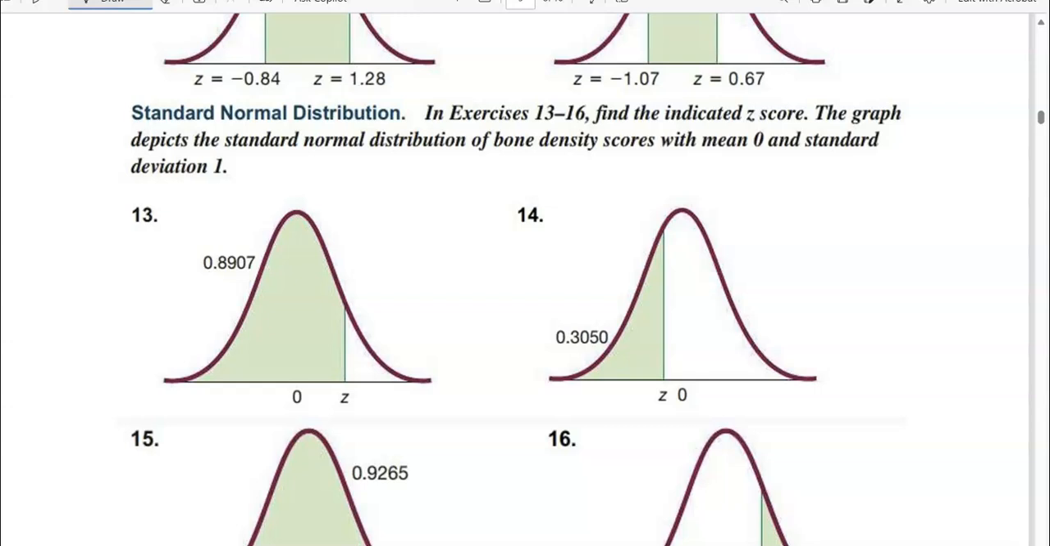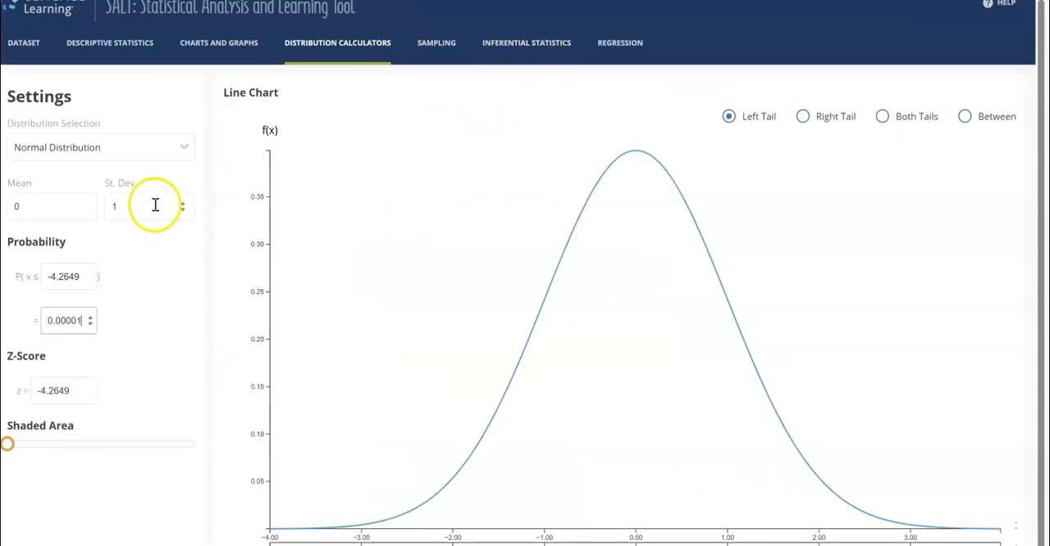So let's look at a few more examples. Notice in these, they're giving us an area. They're asking us to find the z-score. So we're trying to find the probability. On this side, I'm shaded to the left, which means less than. I'm looking for some number. That's what I'm trying to find. And that probability is 0.8907. So we can use our technology to figure that out.